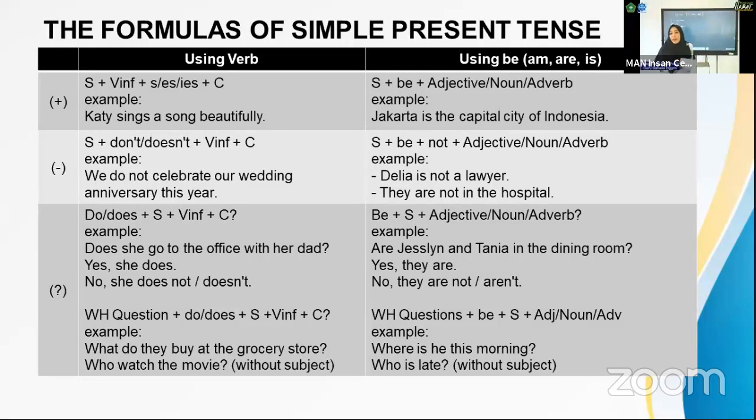Yeah. And then for WH questions yang di to be-nya itu, is, am, or are, for example, where is he this morning? Di mana dia tadi pagi? Di mana dia pagi ini? And then who is late? Siapa yang terlambat? Ya. So when you want to state by using WH questions, especially when you use who, you don't need to use subject. Okay, remember it.